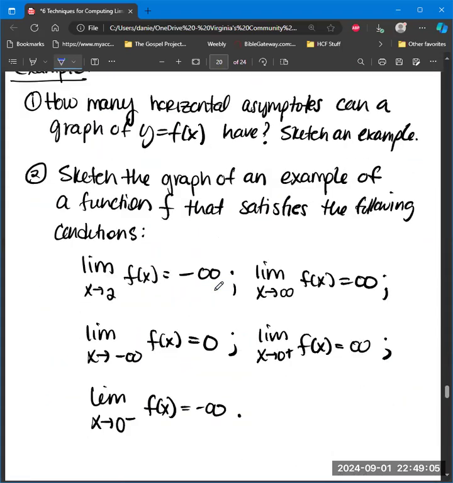So how many horizontal asymptotes can a graph of y equals f of x have? Sketch an example. At most 2. Usually 1 or none.